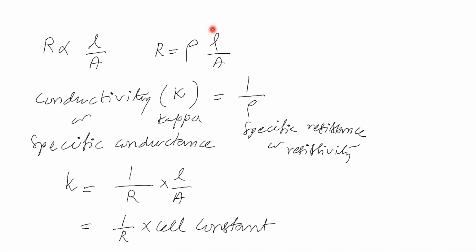Now we will see which factors conductivity depends on. First we will take electronic conductors. Examples of electronic conductors are metals and graphite. For electronic conductors, we will see which factors conductivity depends on.